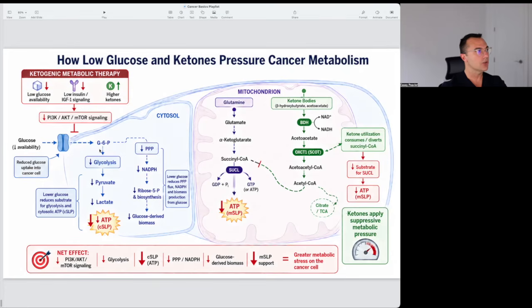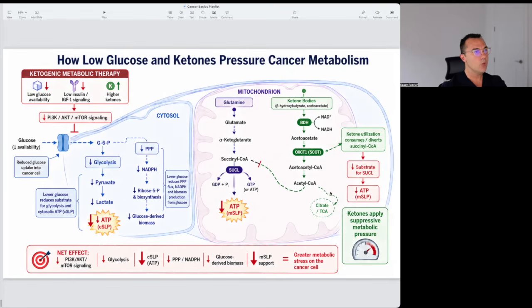Now, when you're able to lower the amount of available glucose to the cancer cells, you're going to have one of two major things happen. You're going to have less cytosolic substrate level phosphorylation, or the making of ATP through the fermentation of glucose. You're also going to have lower flux through the pentose phosphate pathway, or the PPP, which is critical for biomass and NADPH creation, which is important for the cancer's ability to maintain redox homeostasis.